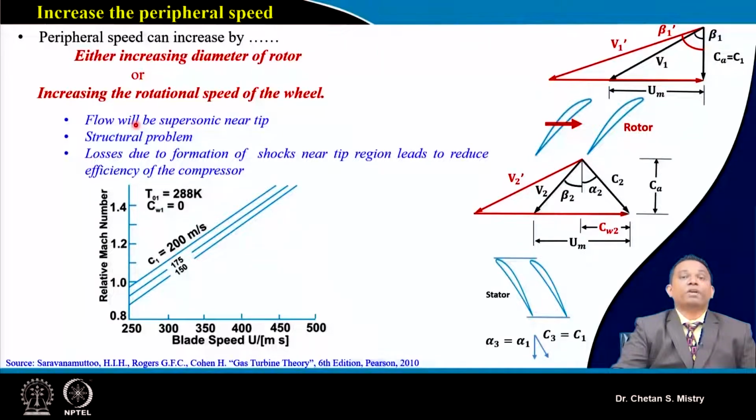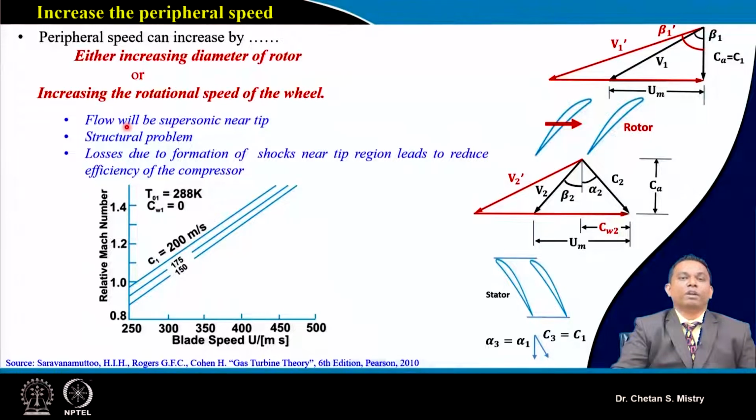First, my flow will be going supersonic. When my flow is going supersonic, that will invite the formation of shock. And we know this formation of shock near the tip region will lead to increased irreversibility in the flow. That means it is going to increase the losses. When we are increasing the losses, our aerodynamic losses are going to increase. That means it gives a penalty in the sense of efficiency being reduced. And secondly, we have the aeroelasticity problem.